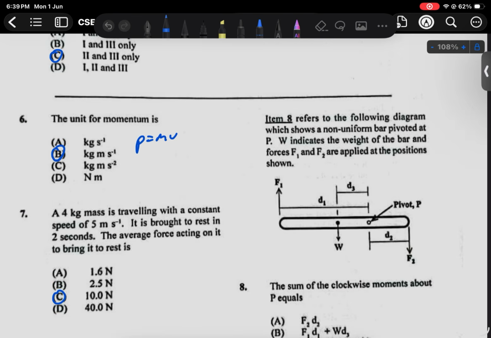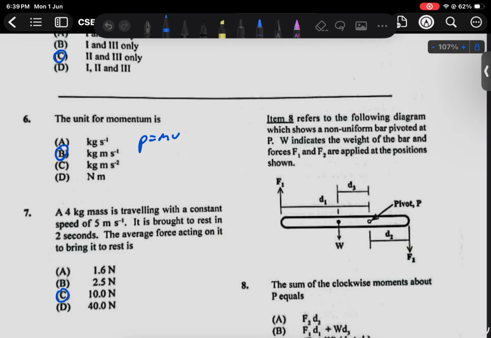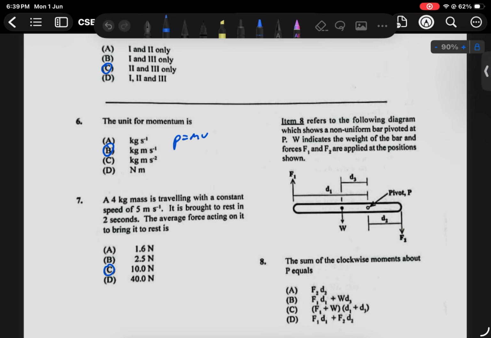Item 8 refers to the following diagram, which shows a non-uniform bar pivoted at P. W indicates the weight of the bar, and forces F1 and F2 are applied at the positions as shown. The sum of the clockwise moments about P. So clockwise moments move in this direction. So F1 would move in that direction towards P. F2, and so would F1.